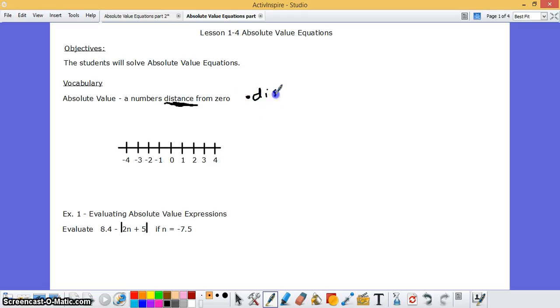Distances are always positive, because it doesn't matter where you're measuring from, you're never going to say it's a negative distance. So that means absolute values are always positive. This number line is a good example.